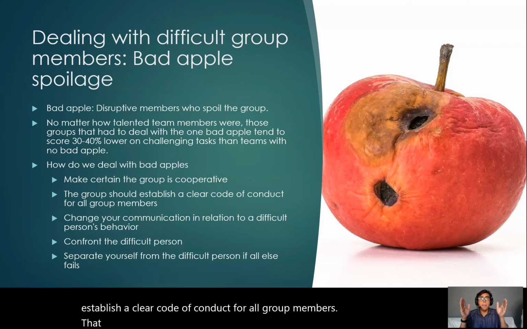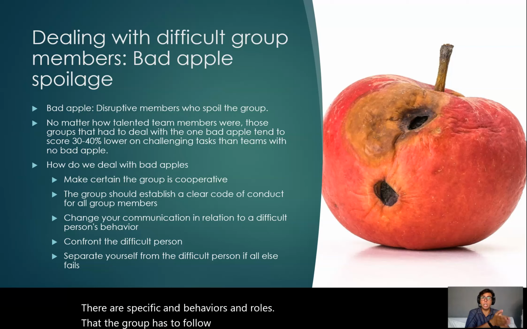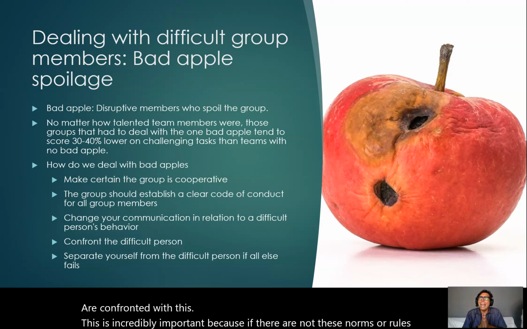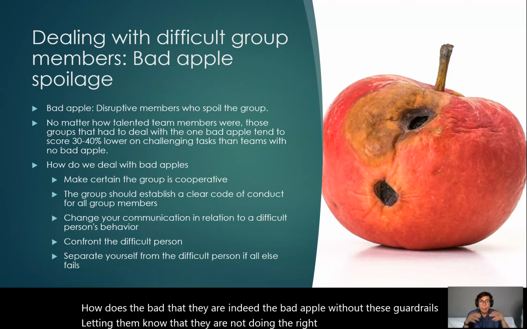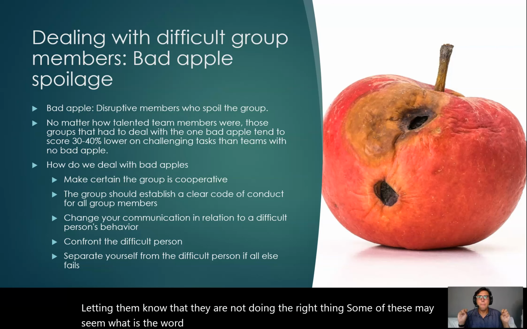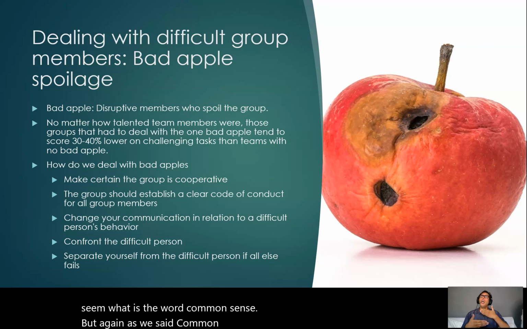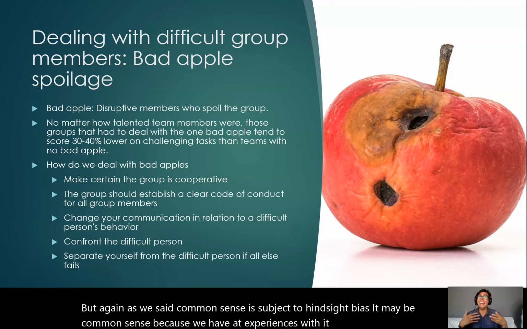That there are specific norms and behaviors and roles that the group has to follow, otherwise there are consequences, or they are at least going to be confronted with this. This is incredibly important, because if there are not these norms or rules, then how does the bad apple know that they are indeed the bad apple without these guardrails letting them know that they are not doing the right thing? Some of these may seem, what is the word, common sense, but again, as we said, common sense is subject to hindsight bias. It may be common sense because we have had experiences with it. However, other people might not have.